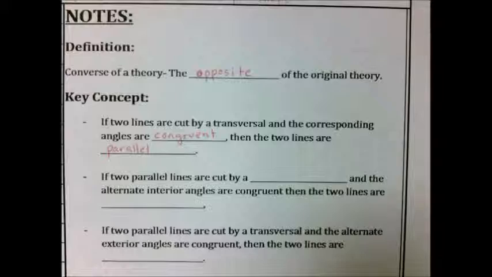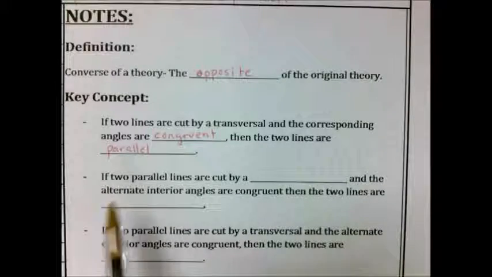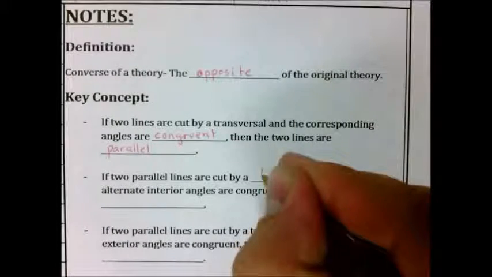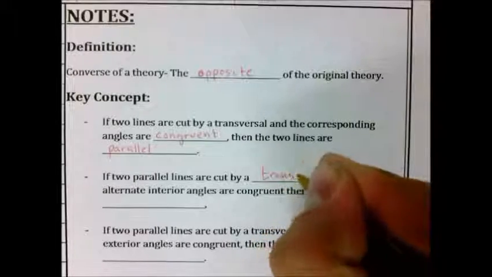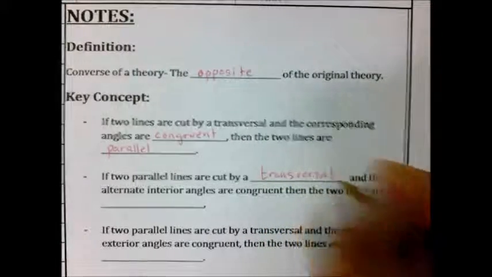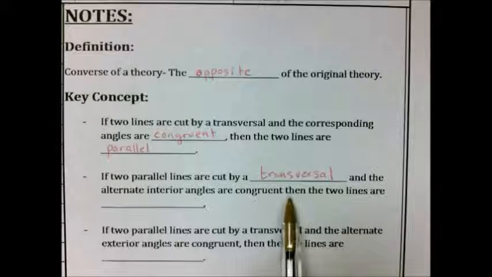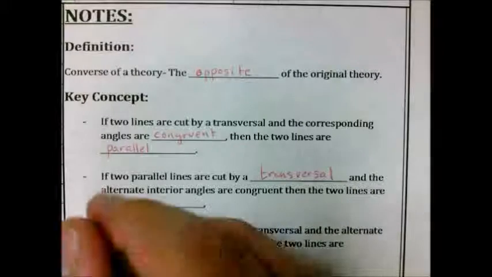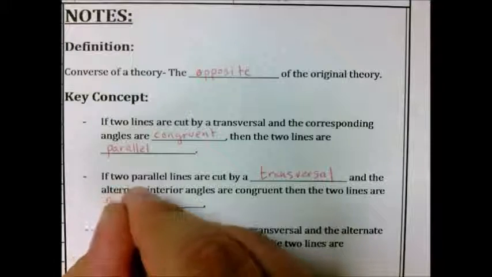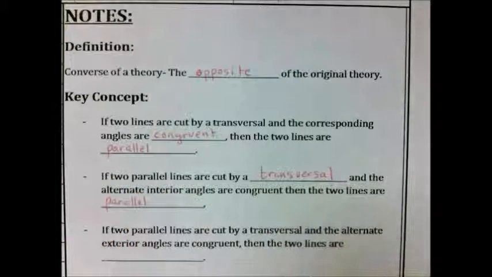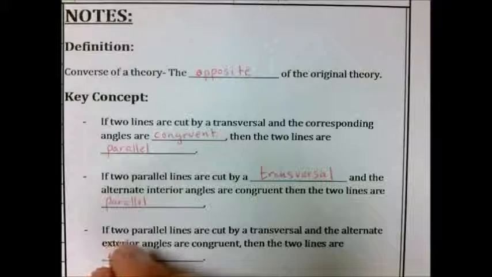Okay, so nothing really tricky there. Again, if we have two lines that are cut by a transversal, and the alternate interior angles are congruent, if they are congruent, then those two lines have to be parallel. Same goes here with if we have two lines that are cut by a transversal and the alternate exterior angles are congruent, if they are the same, then those two lines must be parallel.